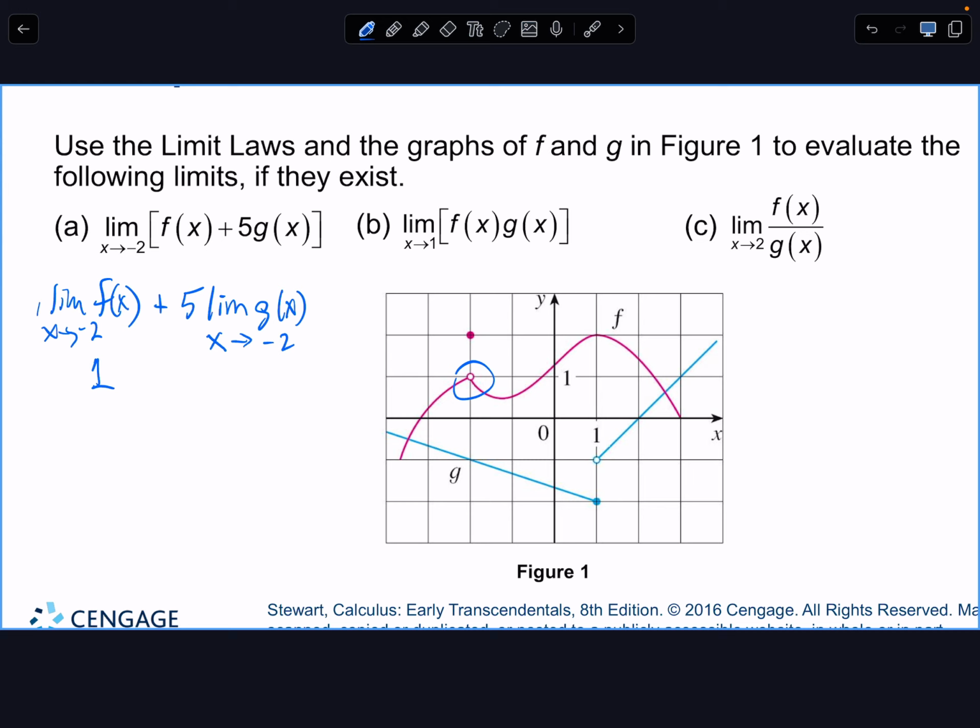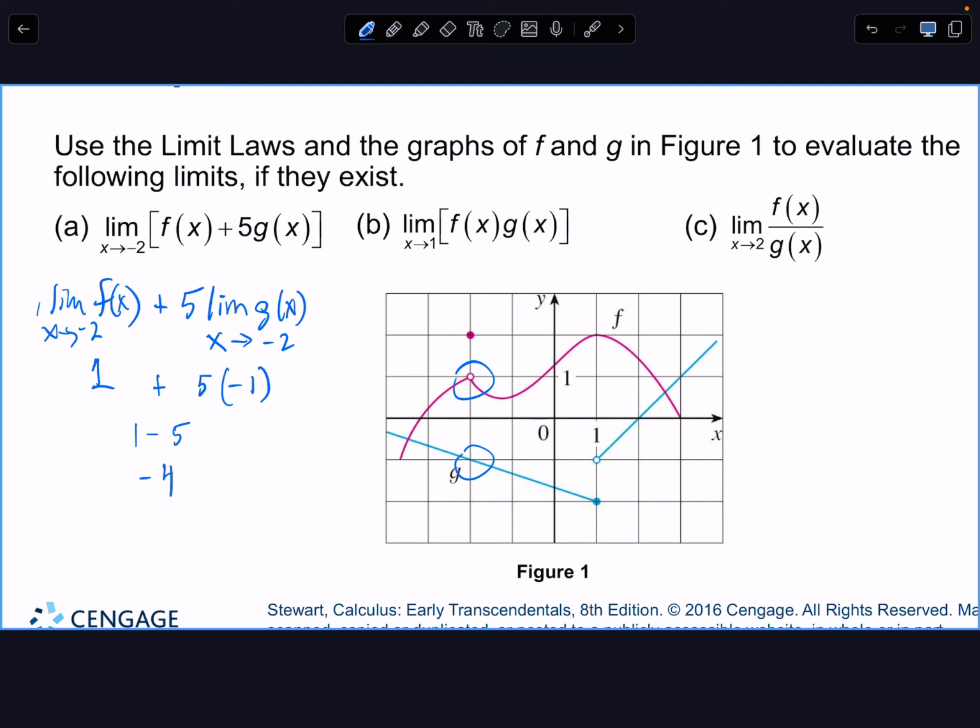What about the limit of g, the blue line, as x approaches -2? Where's the y value? -1. Do we see -1? Yeah, down here, at that point, the y value is -1. So this comes out to 1 plus 5 times -1. Okay, 1 minus 5. And so the answer to all that would be -4. But that's how you do it. You break it up into each limit using the limit laws.